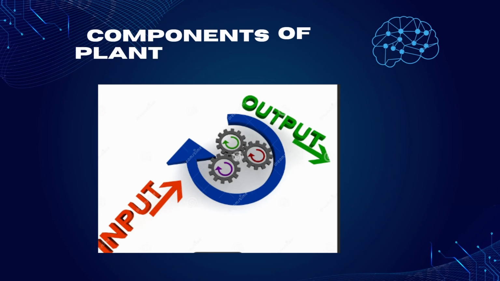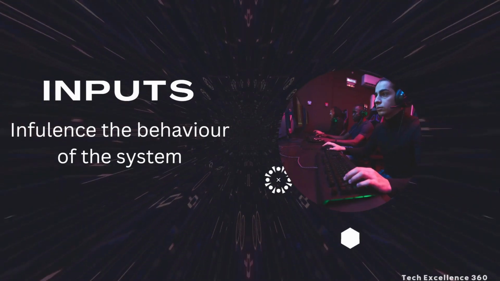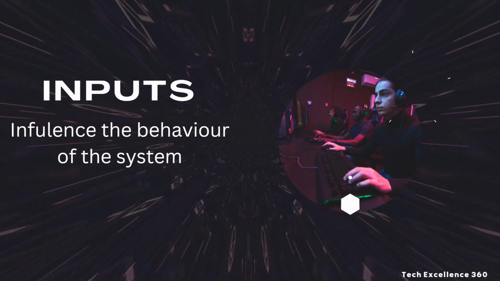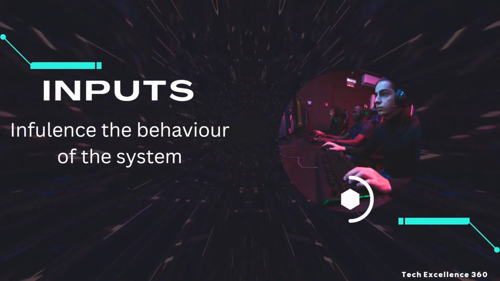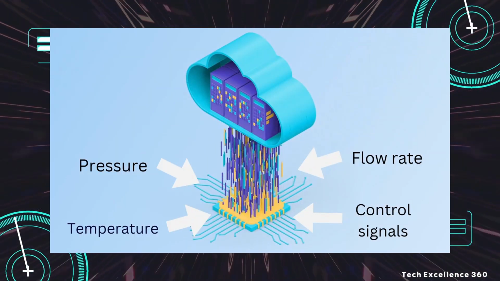Now let's discuss the components of plant simulation. There are three main components: input, process, and output. Inputs are the parameters and initial conditions that influence the behavior of the system. Inputs can include variables such as temperature, pressure, flow rates, and control signals.